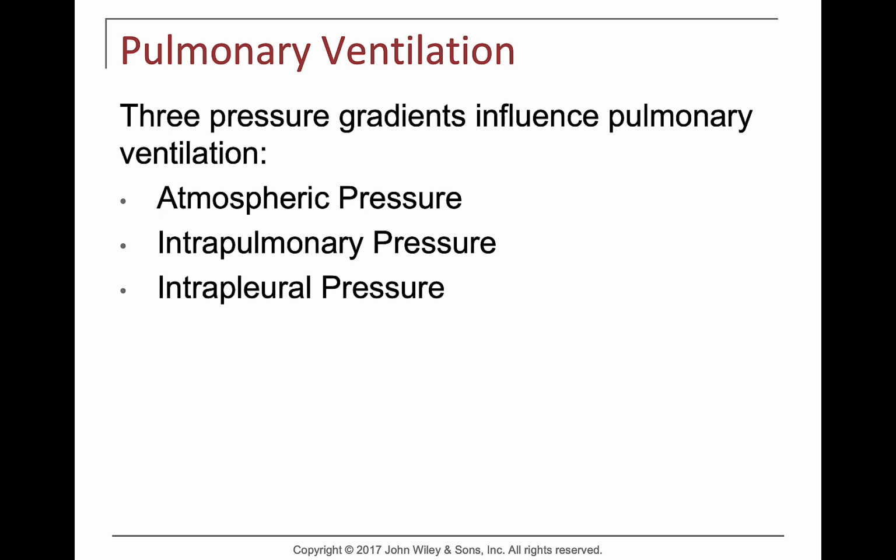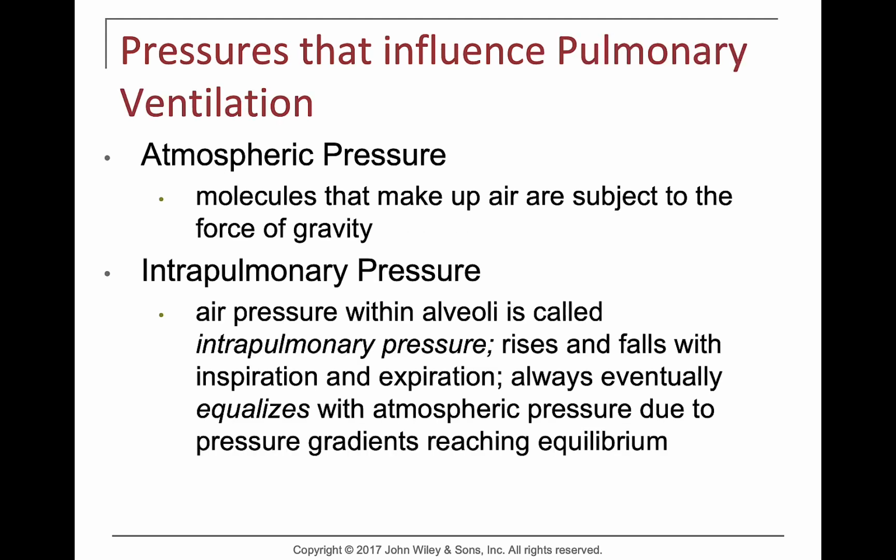So the pressure gradients that influence pulmonary ventilation are atmospheric pressure, the pressures of the gases in the atmosphere together, intrapulmonary pressure, which is the pressure inside of the alveoli or inside of the lungs, and intrapleural pressure, which is the pressure between the two serous membranes, the visceral and the parietal pleura, outside of the lungs that line them and help to keep them inflated. This also changes as you inhale and exhale, and there's fluid in that intrapleural space.